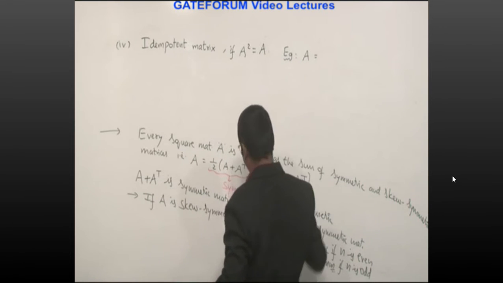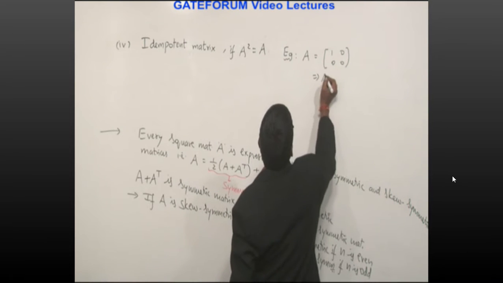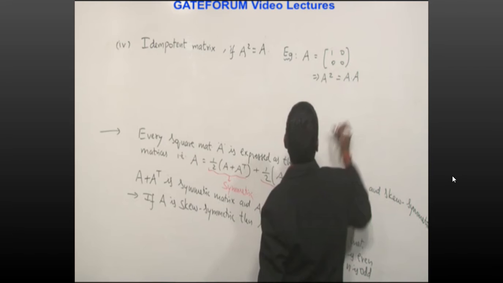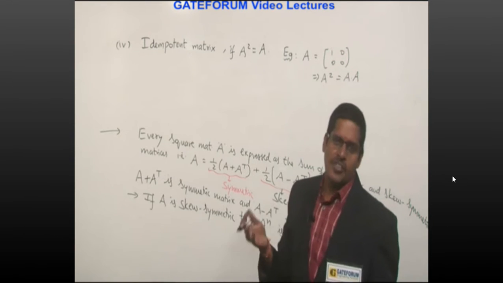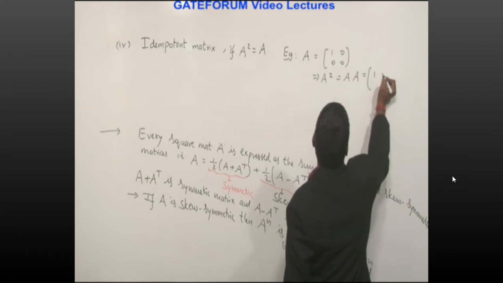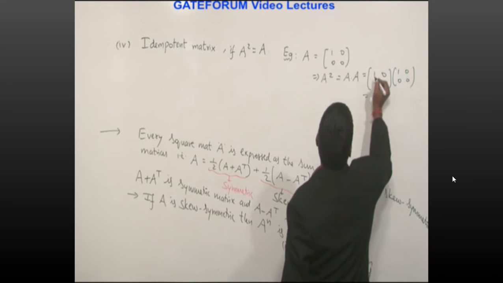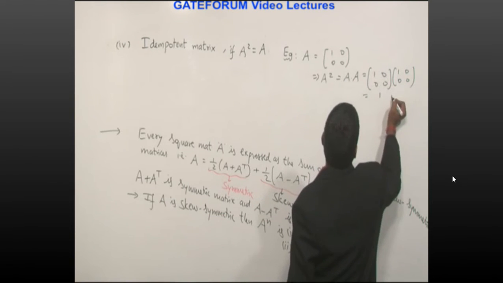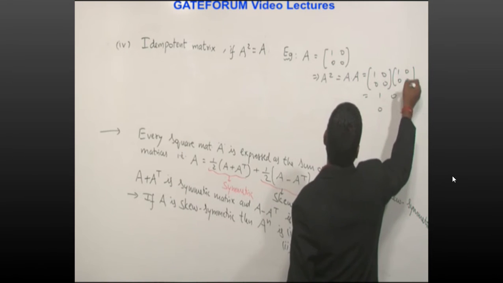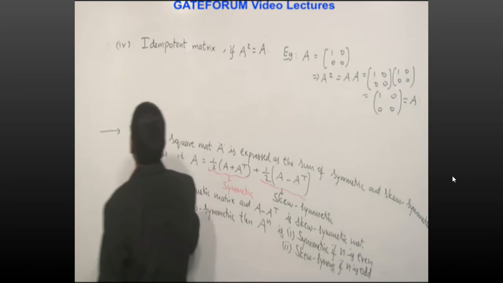A is equal to 1 0 0 0, which implies A square. A square means don't square every element. The procedure is A into A. Similarly, A cube is after finding A square, into A or A into A square. So the matrix is multiplied by itself. First row into first column 1, first row into second column 0, second row is 0, so multiplied by first column, second column, you will get again A.